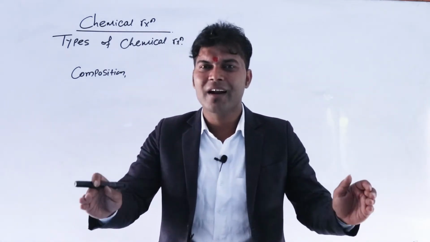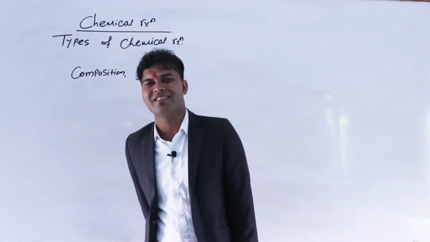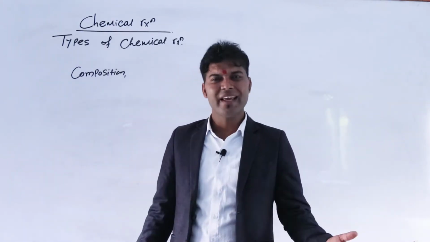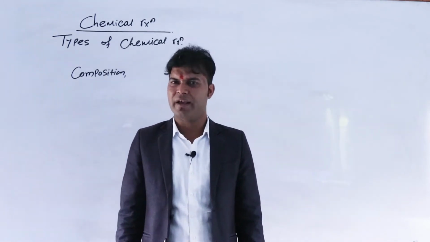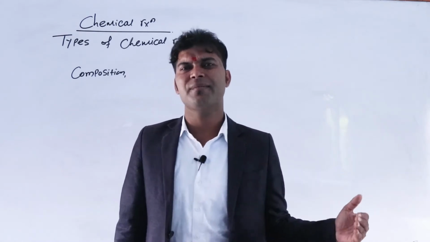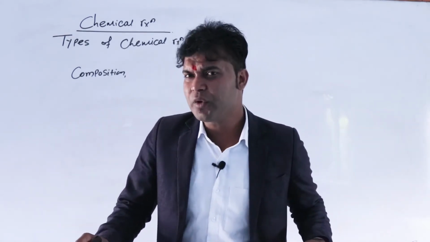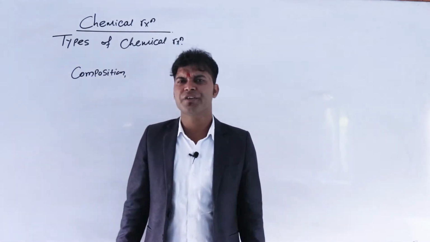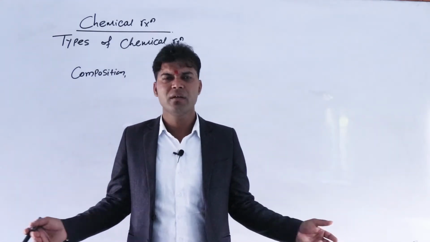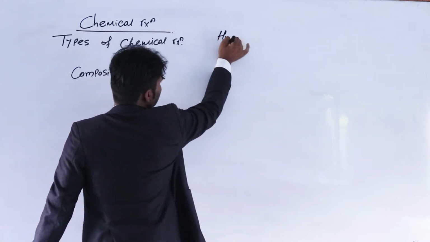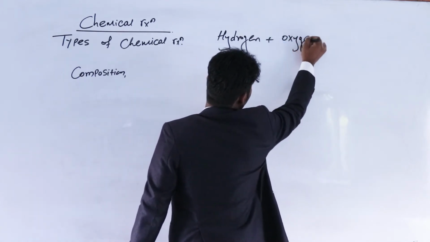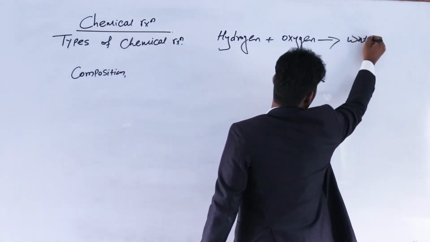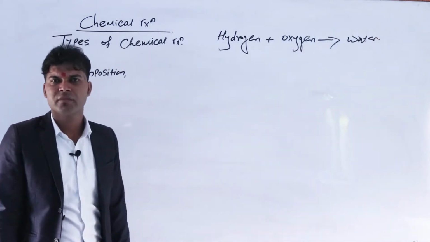Hi students, we also discussed two types of chemical equations in our previous class. The first one is the word equation and the second is the chemical equation. At first we discussed the word equation. Word equations mean those equations which are written in the form of words. For example, hydrogen plus oxygen gives water. It is an example of a word equation, isn't it?